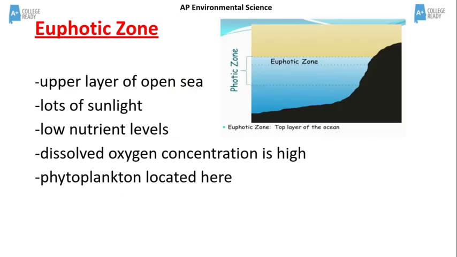The euphotic zone is the upper layer of the open ocean that receives lots of sunlight. Phytoplankton are located here, so photosynthesis occurs in this zone. There are low nutrient levels and the dissolved oxygen concentration is high.